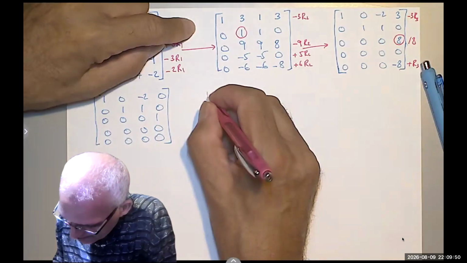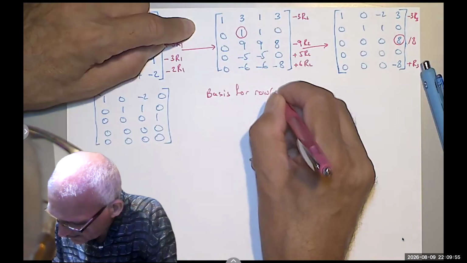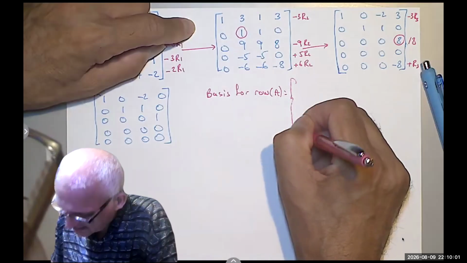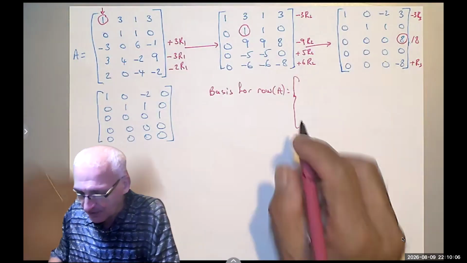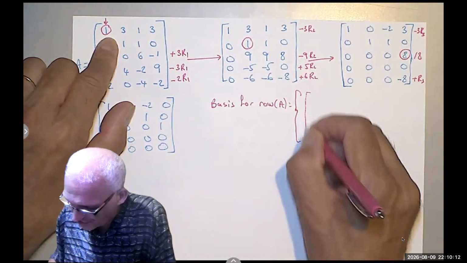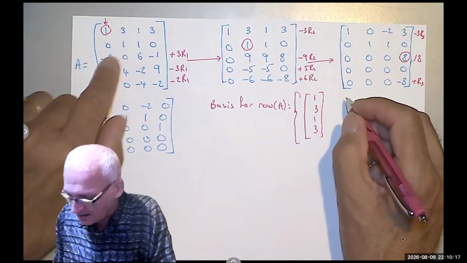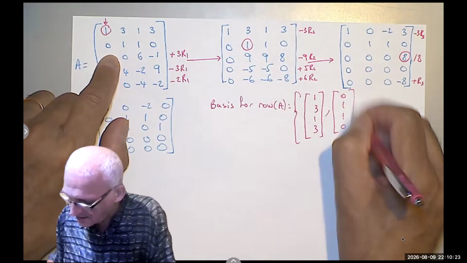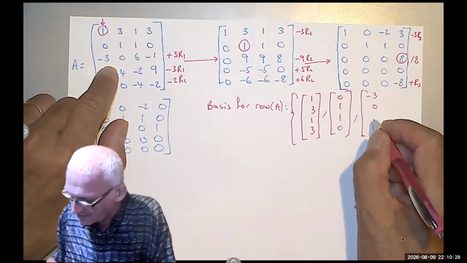So I'm going to say a basis for the row space of A is, I'm going to write it as a column just because I don't have enough space. Usually we can say, so I will go to the original. Notice they were the first 3 rows. So I'm going to write the 3 rows: 1, 3, 1, 3, comma, 0, 1, 1, 0, comma, -3, 0, 6, -1.